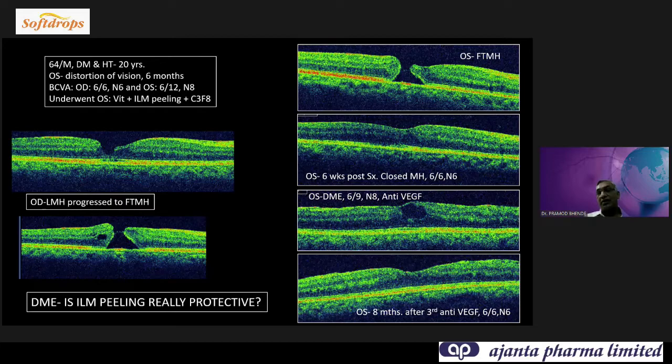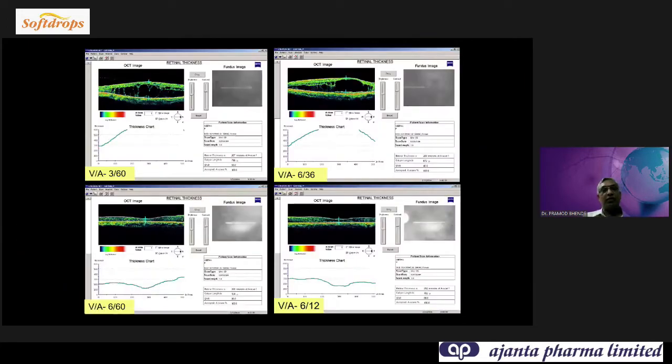Now the patient had a DME, was treated with anti-VEGF, and after 3 injections, the 8-month follow-up shows that the edema is resolved. So again it raises the question whether ILM peeling is really protective in DME, because here, post ILM peeling, the patient developed a DME. The right eye subsequently progressed to a full thickness macular hole. These are both eyes of one patient; after vitrectomy, the macular edema resolves. There is a thinning of the macula, but vision improved in both eyes.